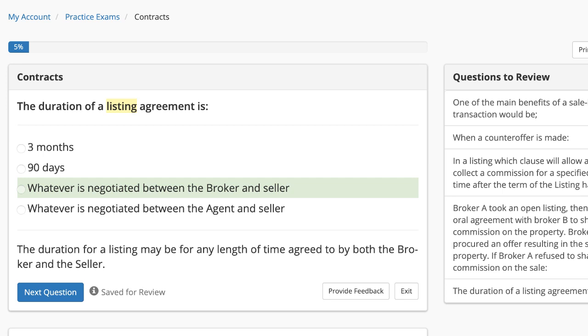So Aaron says, what is the difference between undue influence and duress? They're the same thing, Aaron. Same thing.